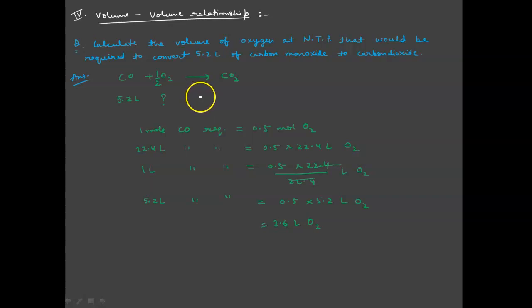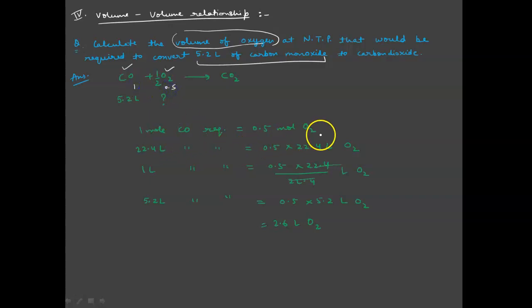So in the question we have to calculate the volume of oxygen, and we have been given the amount of carbon monoxide. So we have to deal with CO and O2. This CO, 1 mole, gives 0.5 mole. This is 1 mole and this is 0.5 mole. So 1 mole requires 0.5 mole O2.